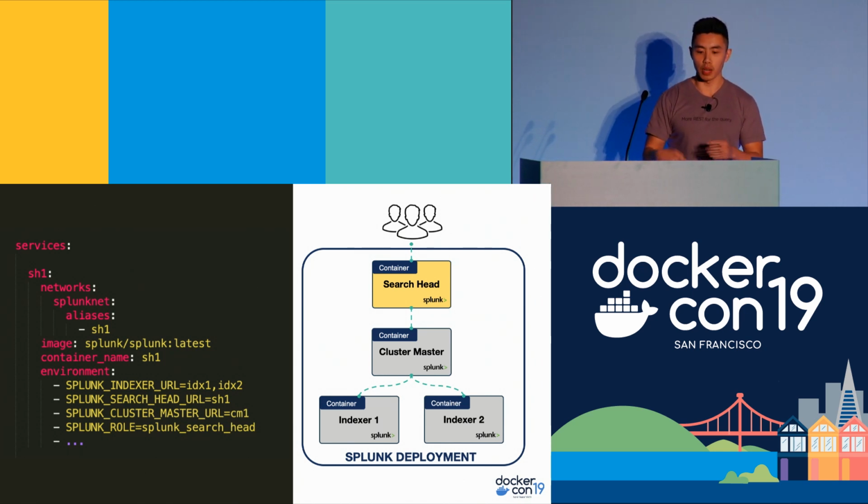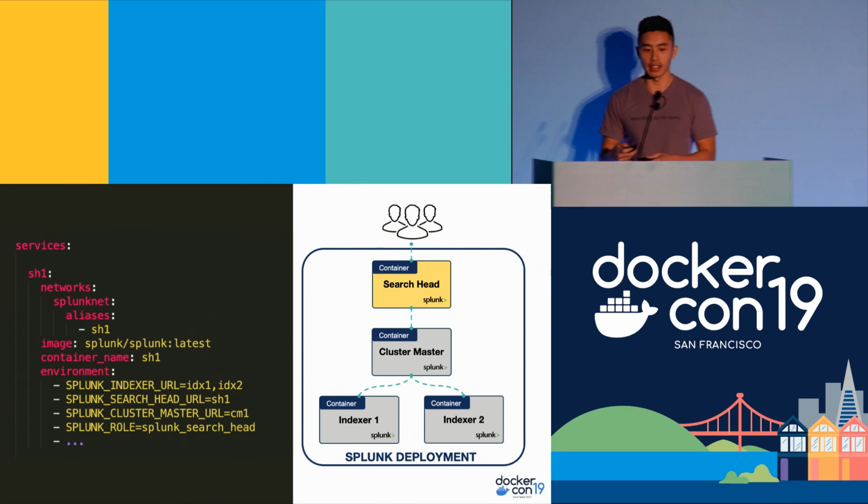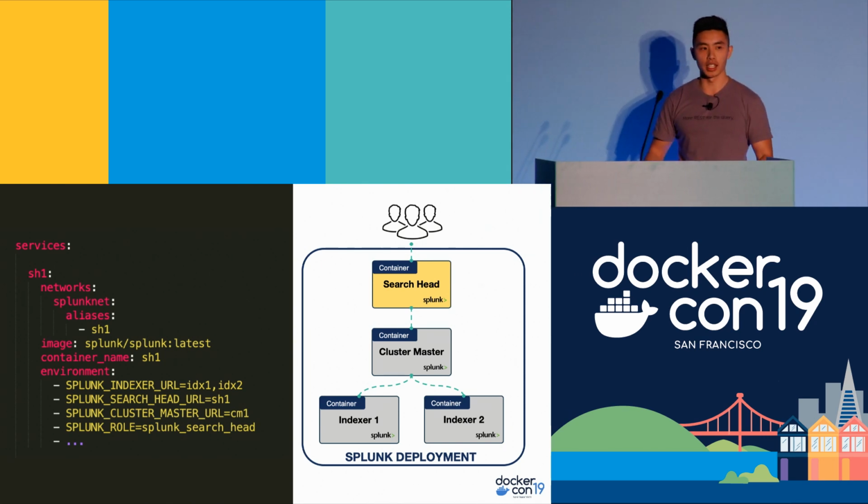And the primary difference here for this particular container is we have a Splunk role defined. So the Splunk role here acts as Splunk search head. So when this container brings itself up, the entry point will know to bootstrap itself as a search head and connect it to the various services in this topology.